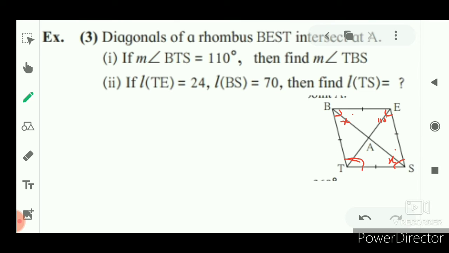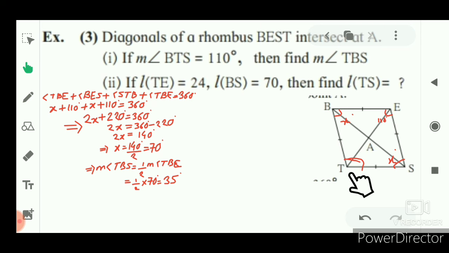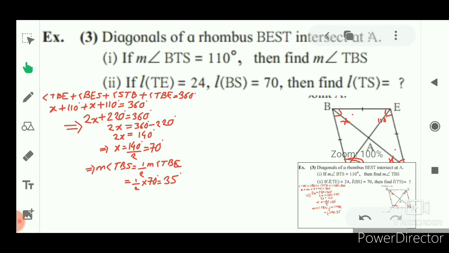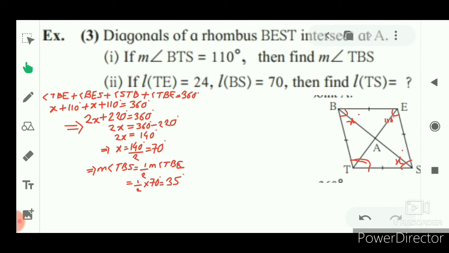We know that the sum of all the angles of a quadrilateral is 360 degrees. So in quadrilateral BEST, the sum of all the angles will be equal to 360 degrees. It means that the measurement of angle TBE plus angle EST plus angle STB plus angle BES will be equal to 360 degrees, because the sum of all the angles in a quadrilateral is 360 degrees. So we have taken their sum as 360 degrees.